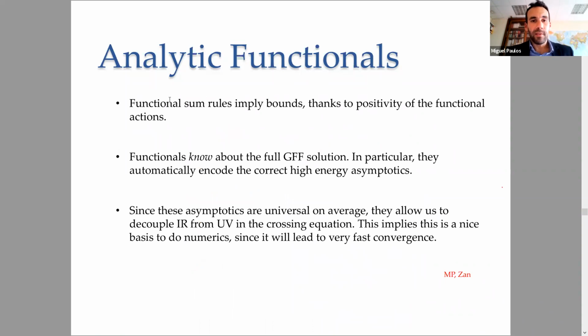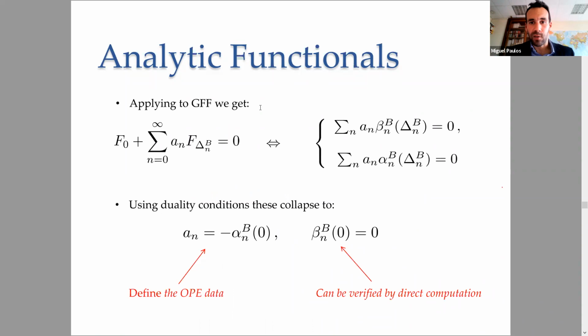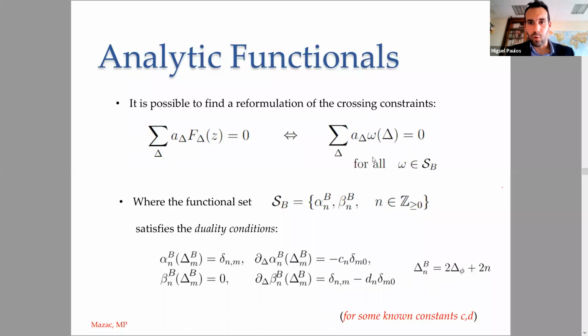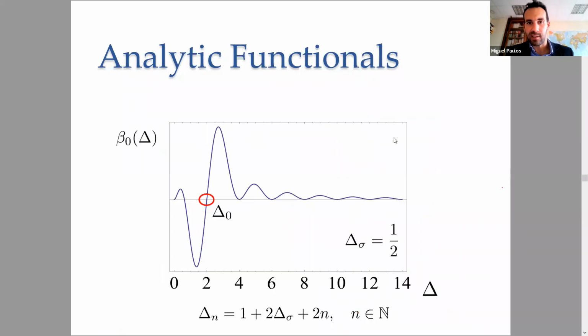So the nice thing is that these functional sum rules will imply bounds, because the functional actions have nice positivity properties. For instance, you see that the functional actions are positive here. And since the sum rules involve positive OPE coefficients, you get very nice constraints, because this equation being 0 requires that the negative pieces cancel against the positive.